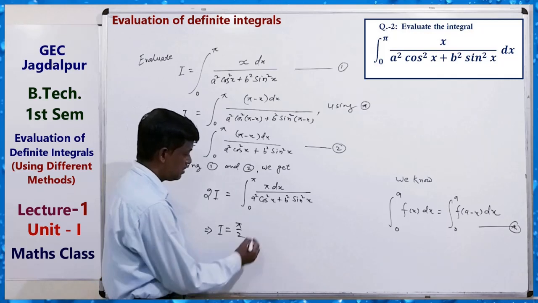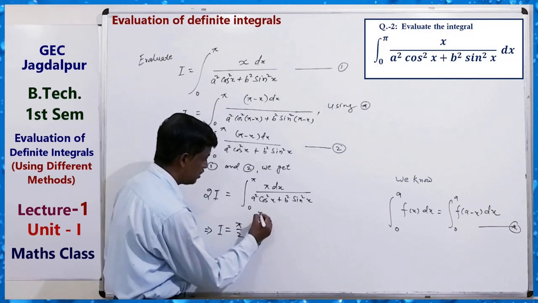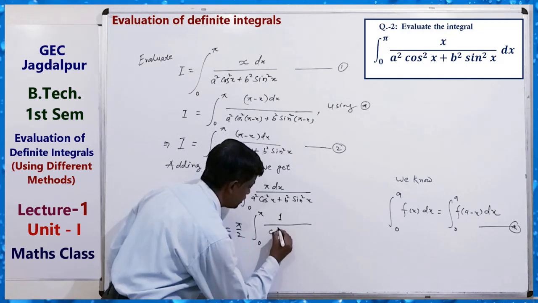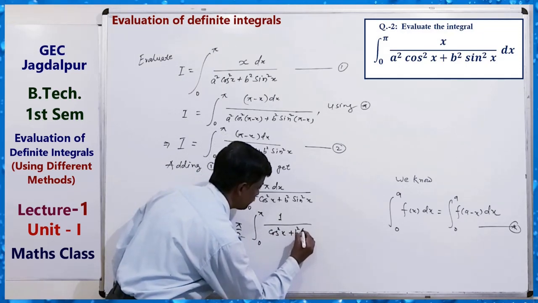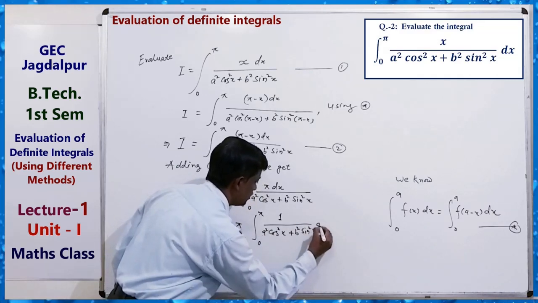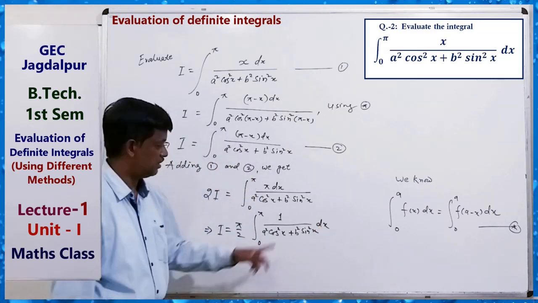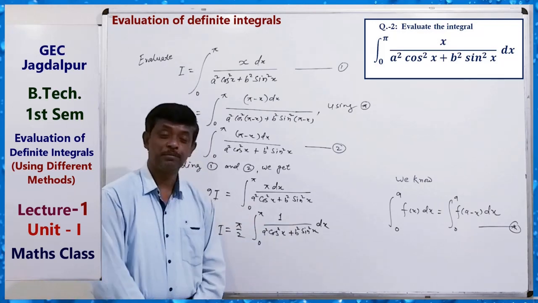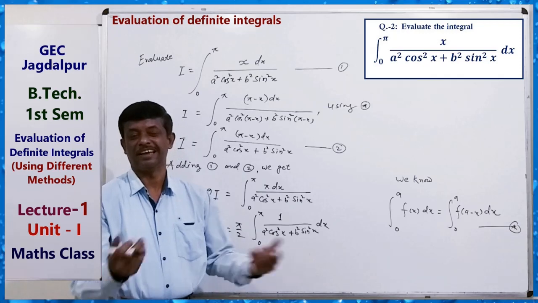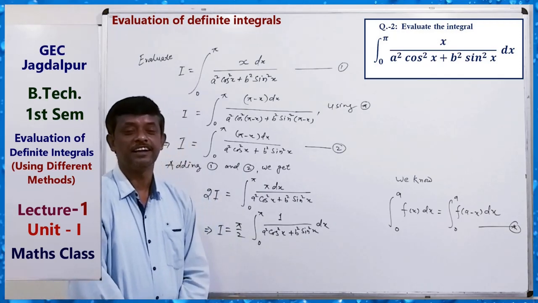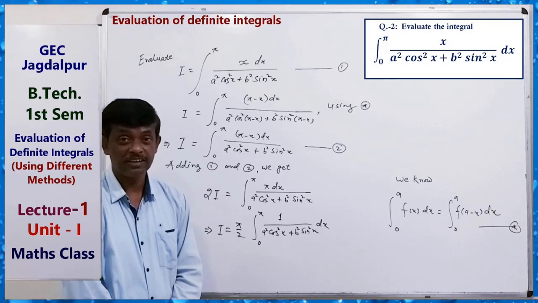Now we can write 0 to pi, 1 upon a square cos square x plus b square sin square x, dx. Now we can divide numerator and denominator by cos square or sin square, and we can get it in terms of tan and sec, cosec and cot.